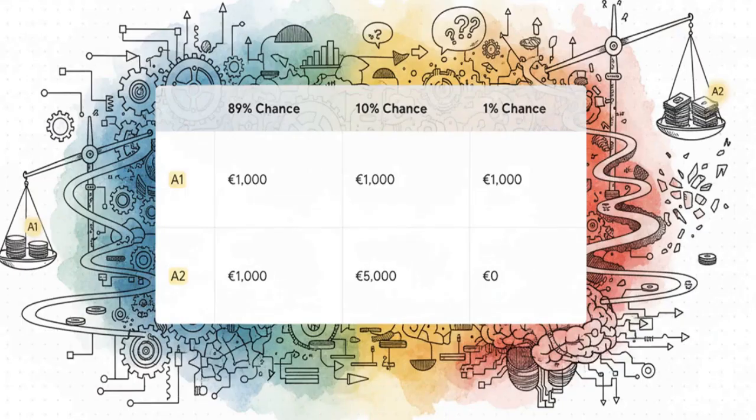All right, have a look at this first scenario. In choice A1, you get 1,000 euros. Guaranteed. It is a 100% sure thing. In choice A2, you have a high chance of getting that same 1,000, a 10% chance of getting 5,000, but there's also a tiny 1% chance you walk away with nothing.